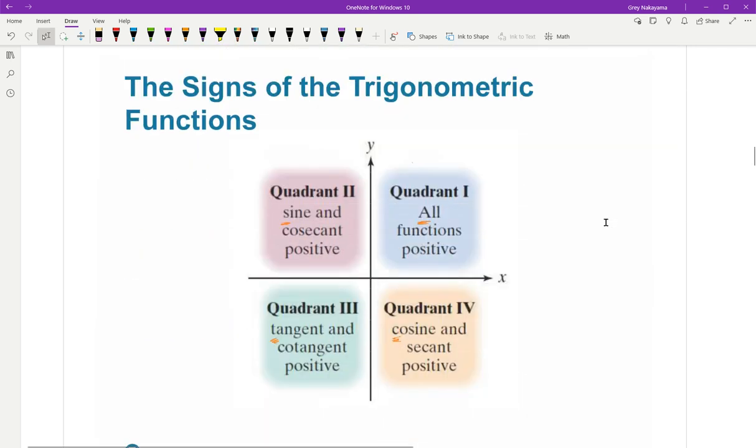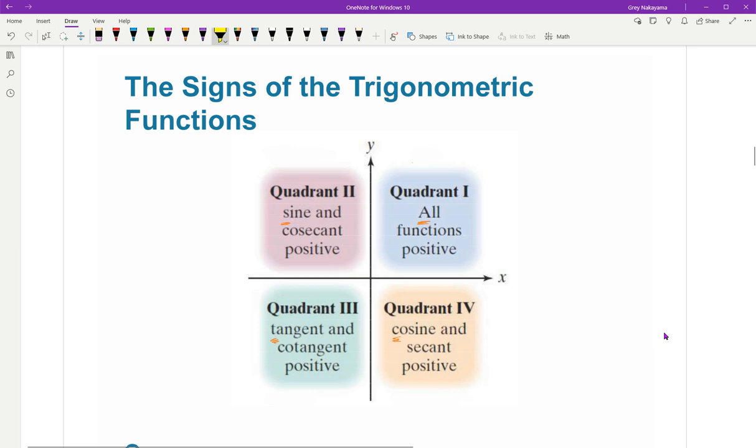All right, so the signs of trigonometric functions. This little picture here is showing you that in quadrant 1, all functions are positive. In quadrant 2, the sine and its reciprocal. In quadrant 3, the tangent and its reciprocal. And in quadrant 4, the cosine and its reciprocal.